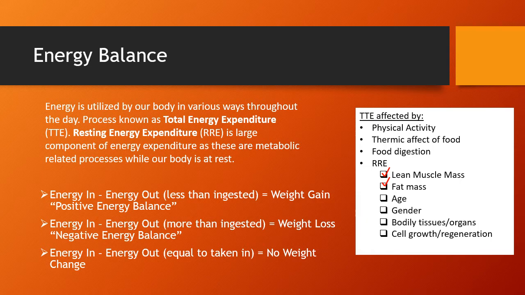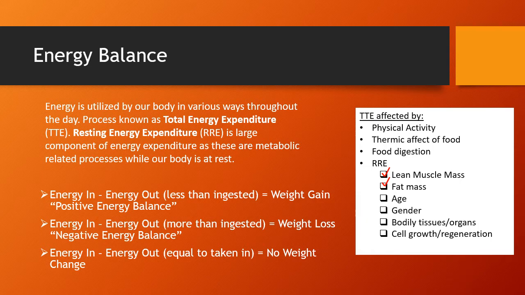But it's important to understand that our total energy expenditure is affected by a couple of main things here. It's affected by our physical activity, the actual overall thermic effect of food, how we go about our food digestion. Are we able to digest our food quickly or slowly? But then also our resting energy expenditure. But there's two components of resting energy expenditure that stand out for our total energy expenditure, and that is the amount of lean muscle that we have, but then also the amount of fat mass that we have on our frames.